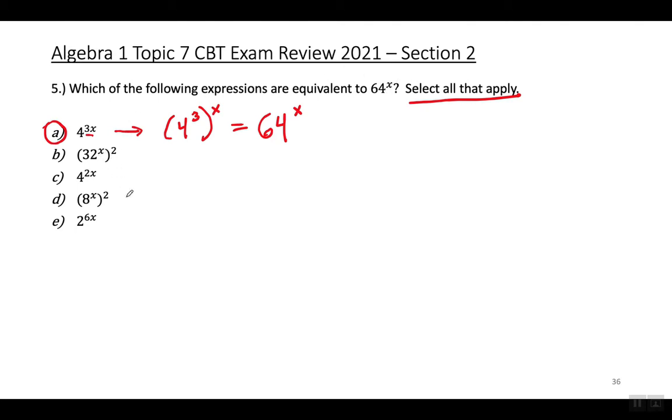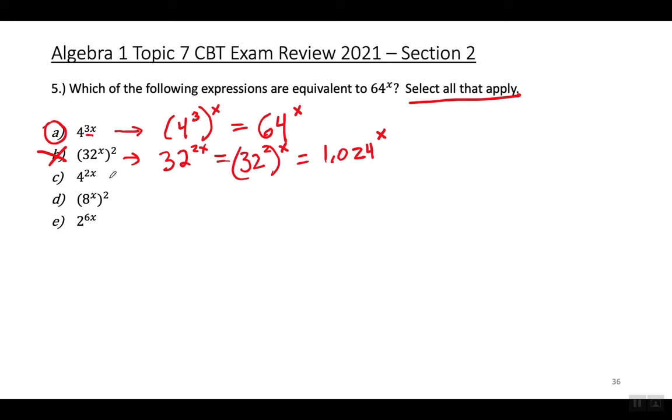All right, letter B. Okay, so with the same concept, an exponent raised to the power of another exponent. I could write that like this, which allows me to do 32 to the 2nd power to the x power. But 32 to the 2nd power is 1024. So that does not work. Those are not equivalent. Hopefully you're getting the idea.